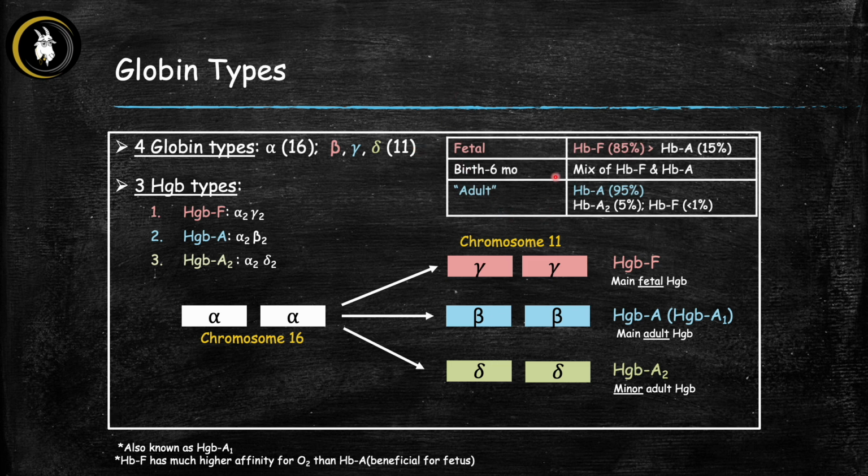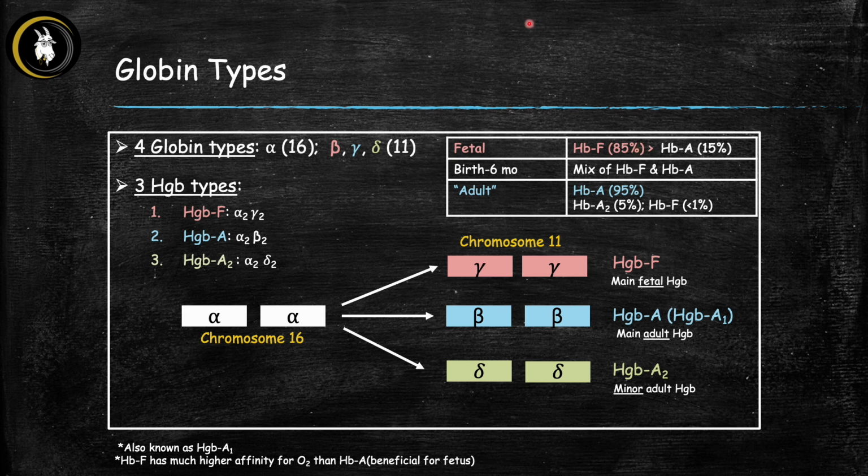Now, if we were to do a hemoglobin electrophoresis, here's what we would see in normal conditions. So before birth, we're going to have more gamma globin and less beta globin. So in the fetal period, the main hemoglobin type is going to be hemoglobin F with very little hemoglobin A. And this is physiologically important for the fetus's ability to extract oxygen because hemoglobin F has very high oxygen affinity compared to the other types.